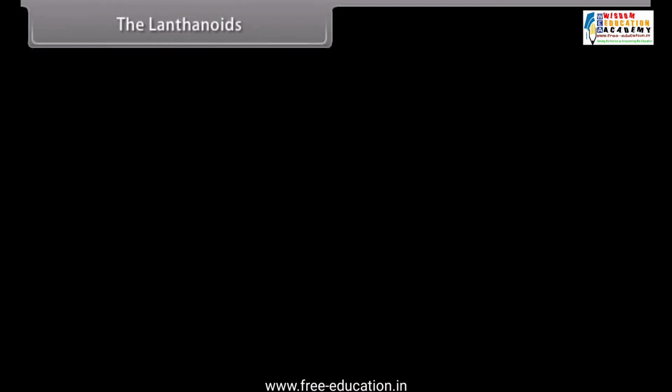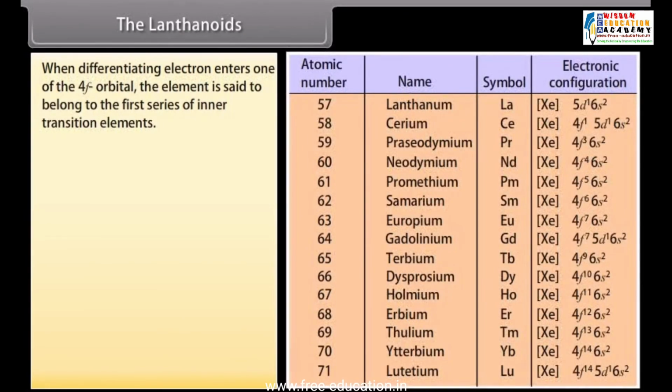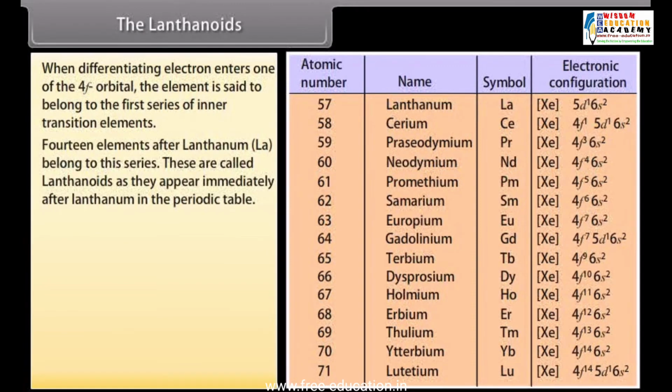The Lanthanoids. When differentiating electron enters one of the 4f orbitals, the element is said to be belonging to the first series of inner transition elements. 14 elements after lanthanum belong to this series. These are called lanthanoids as they appear immediately after lanthanum in the periodic table.